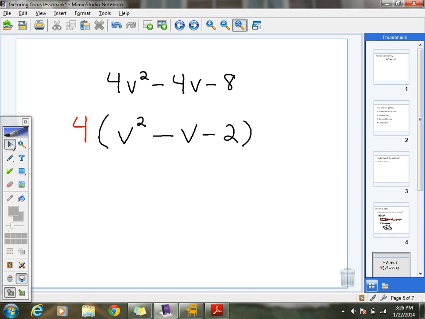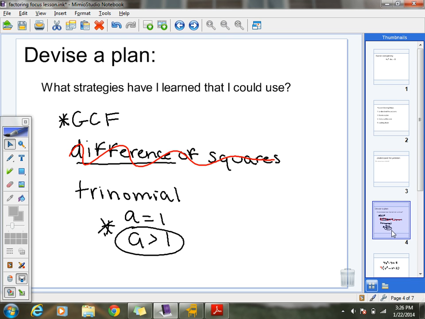But I think I'm okay at this point. So I'm going to go on. Now I need to go back to my plan that I made. And I know that I have a trinomial, except now that I've factored out a GCF, which I know is my first step, I have something where a equals 1. So instead of using my other strategy, I'm going to use the strategy we learned where a equals 1.